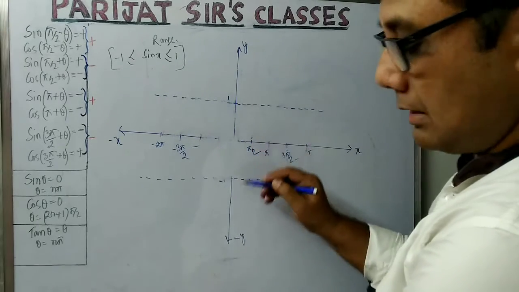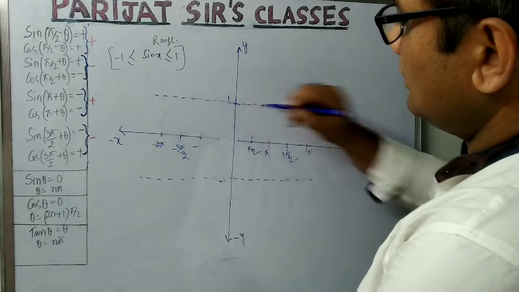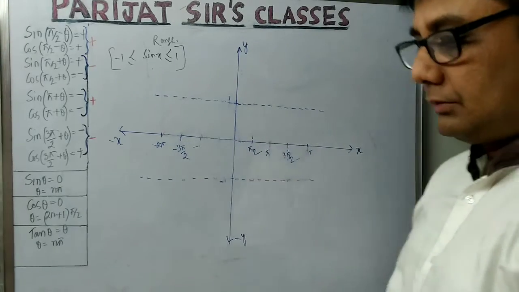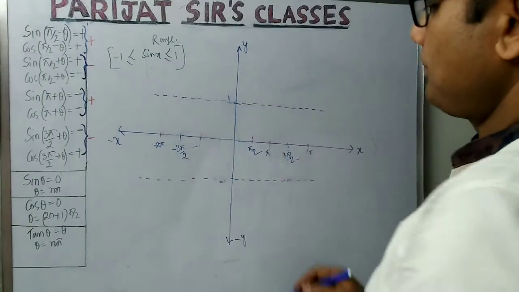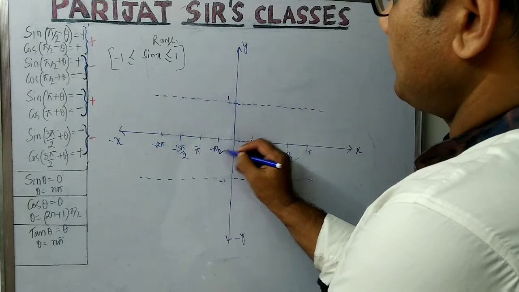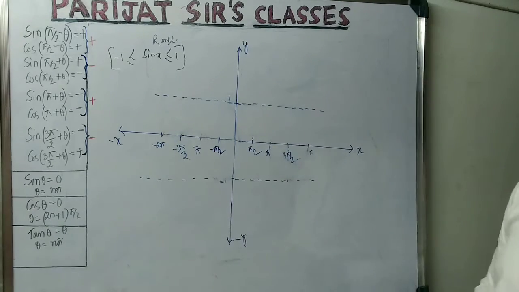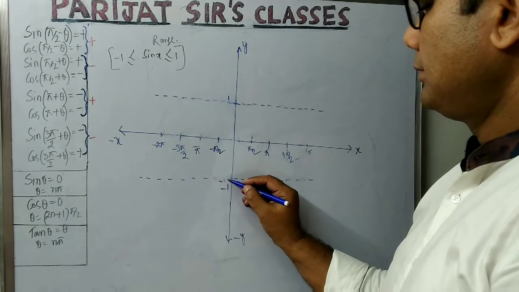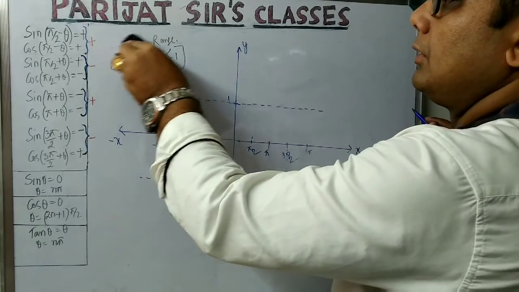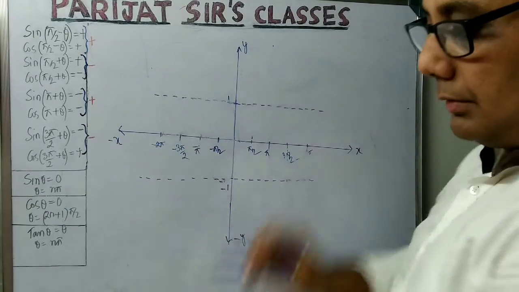So this is 1 and this was this. Let me take a darker one. So this was minus pi, this was minus pi by 2, and this was pi. So let's see the graph of cos x. Y equal to, let's see the graph of cos x.